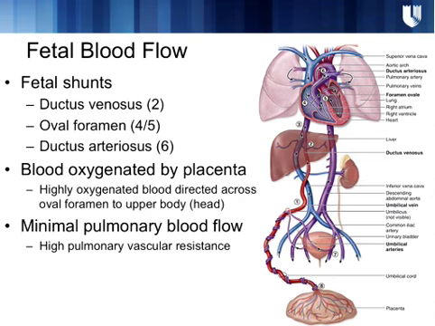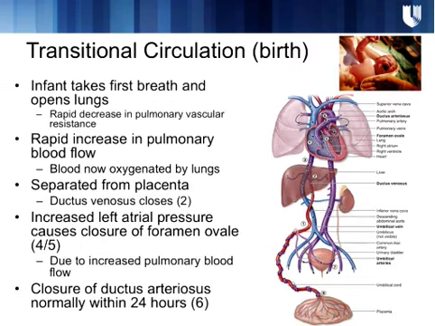Another important thing to know is that as a fetus, all of the blood is oxygenated through the placenta and gas exchange is made through the placenta. So there's very minimal pulmonary blood flow due to a very high pulmonary vascular resistance. So next we will discuss the changes that occur at birth.